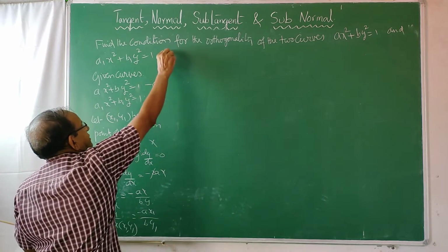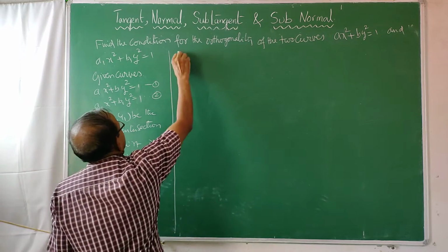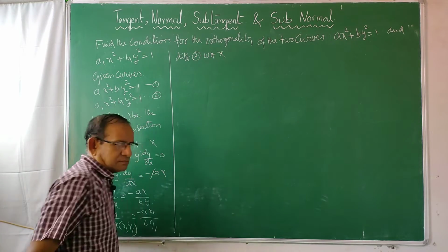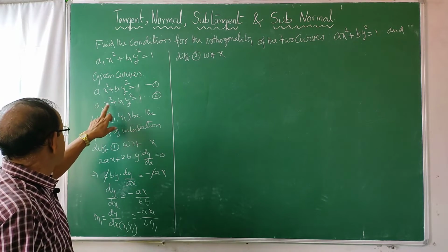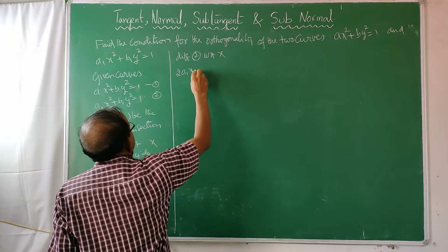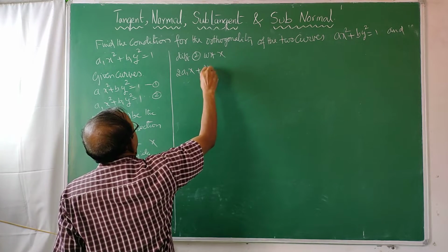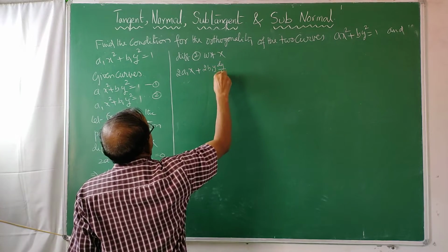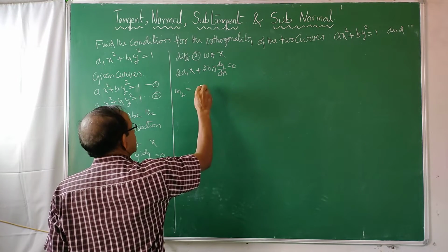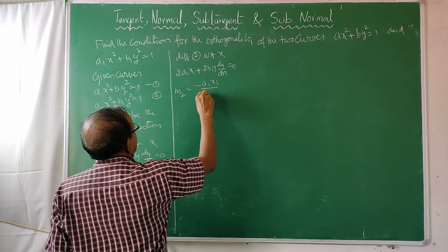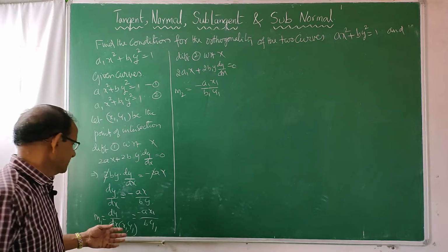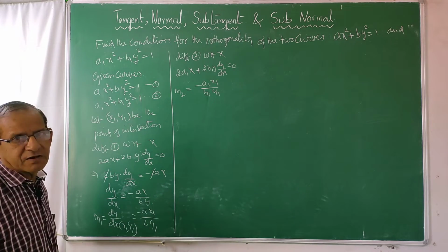Now let us take the second curve, differentiation of second curve. Differentiate 2 with respect to x. In this one, same thing, 2a1x plus 2b1y into dy by dx is equal to 0. Same as in this one, m2 is equal to minus a1 x1 by b1 y1, as in this case. In place of a and b, only you will get a1 and b1.